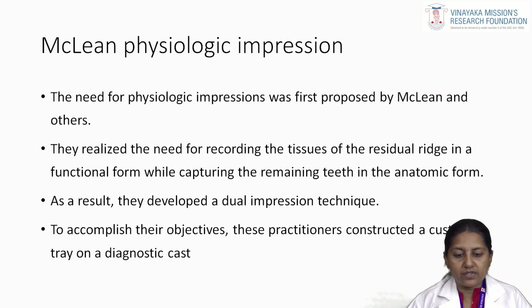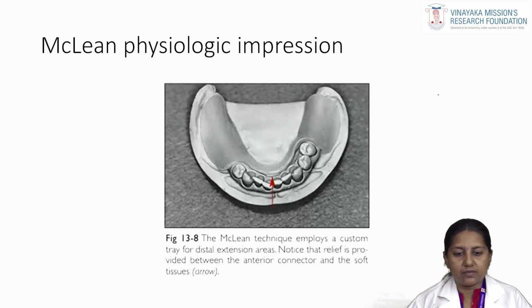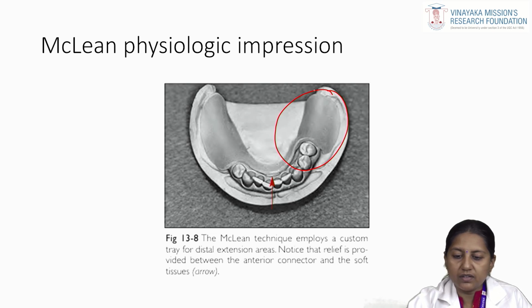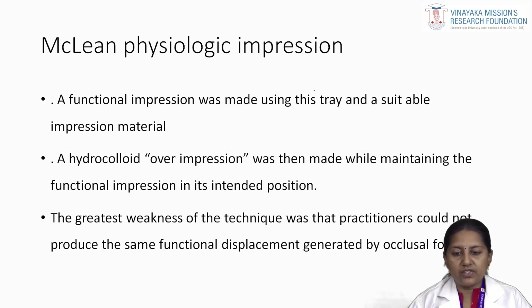To accomplish their objectives, they constructed a custom tray, that means a special tray, on a diagnostic cast. So here you can see the special tray is fabricated over the diagnostic cast. A functional impression is made using this tray with a suitable impression material. So first an impression is made with the special tray over the ridge. Next, a hydrocolloid over impression. Hydrocolloid means alginate. Over impression means pickup impression. So we make a pickup impression with alginate while maintaining the functional impression in the intended position.